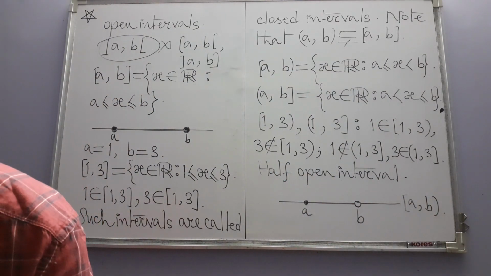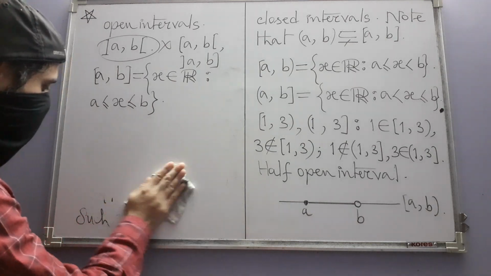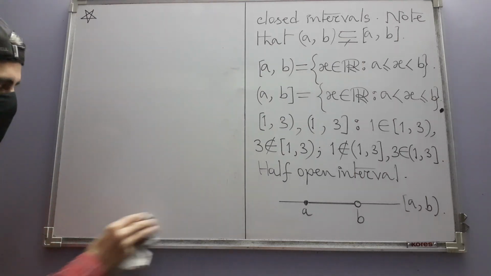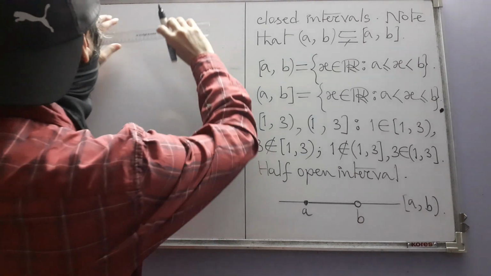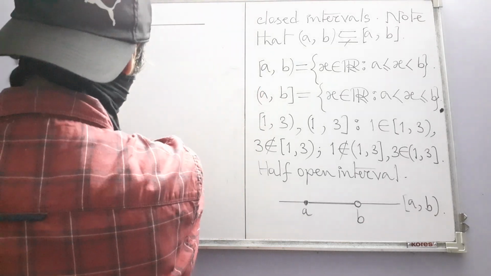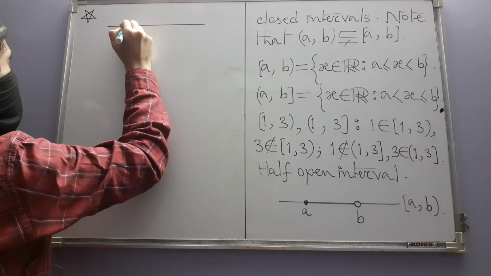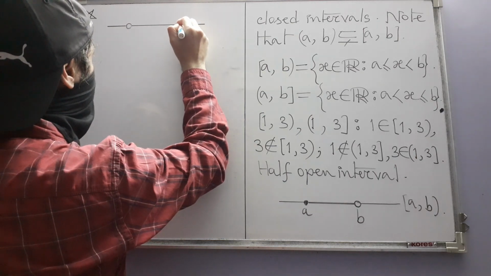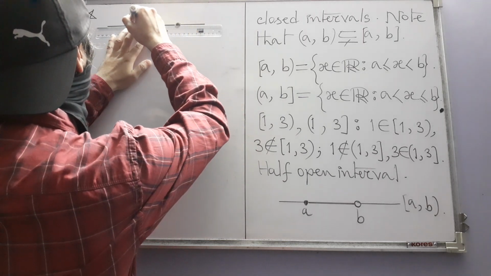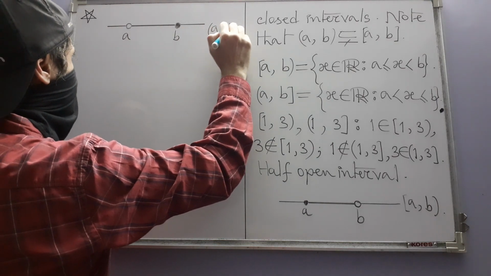And let's also draw the other one. In the other one, A will not be there, but B will be there. So this is the interval open A, closed B.